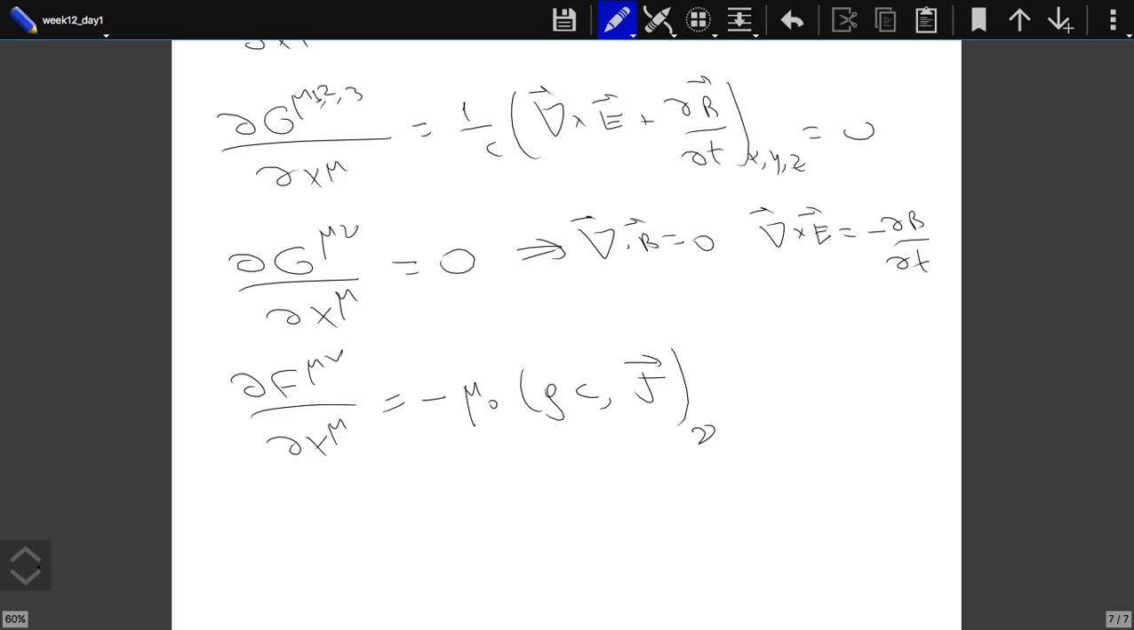What about the vector potential and the scalar potential? How will that enter into our description? Okay, that we will do after the break.